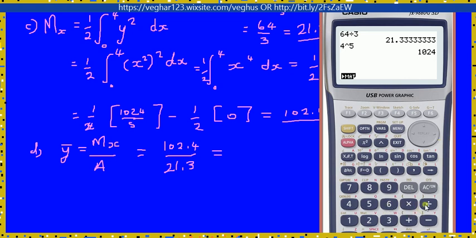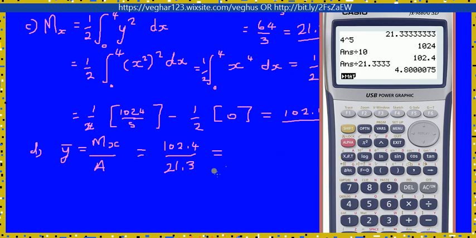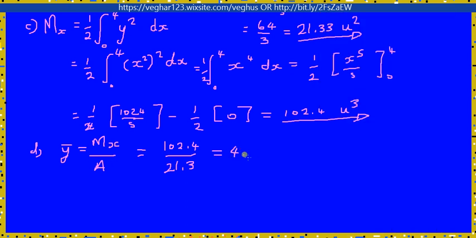So 102.4 divided by 21.33, it's 4.8 units.